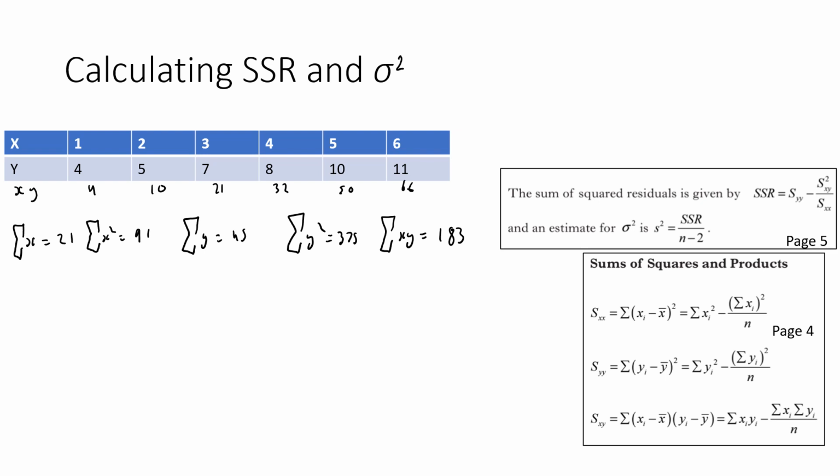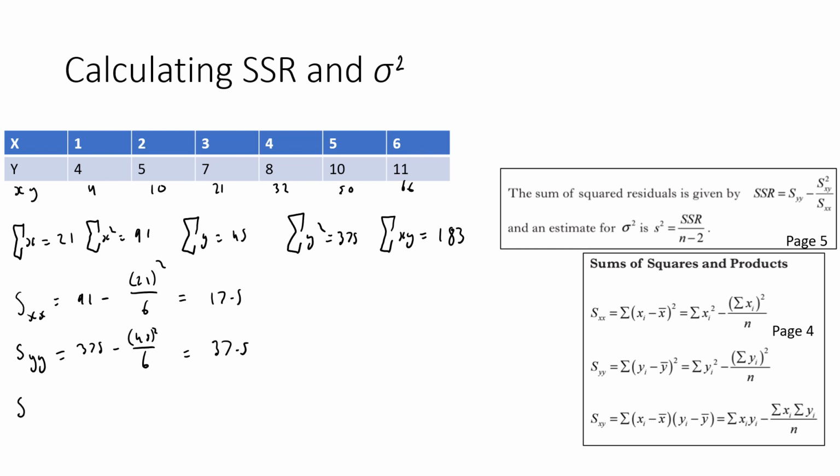Next, we calculate Sxx, which is equal to sigma x squared, which is 91, minus sigma x all squared over n, which is 6. And that gives us 17.5. Next, let's calculate Syy, which is the same but with y values. So 375 minus 45 squared over 6. And that gives us 37.5.